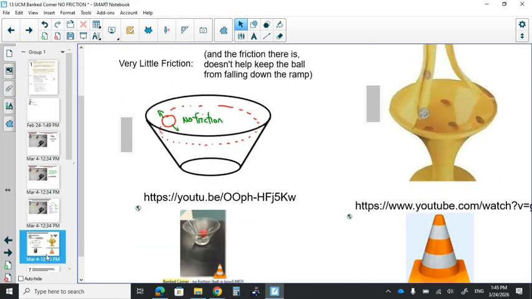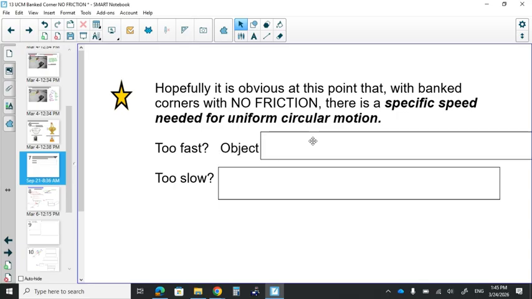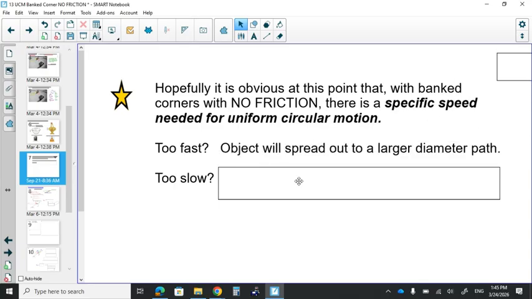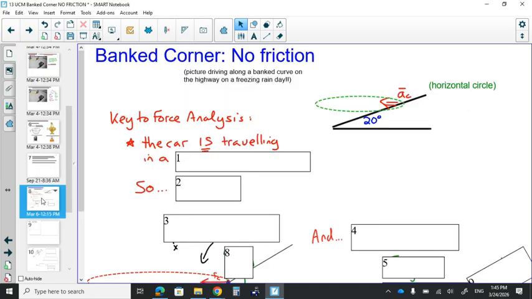All right, so those are done. And so hopefully it's obvious at this point that there's a specific speed that is needed for uniform circular motion. If you're going too fast, you'd spiral outward to a larger path. If you're going too slow, you'd slide into a smaller diameter path, right? So that's what we're going to want to try and analyze and think about here.